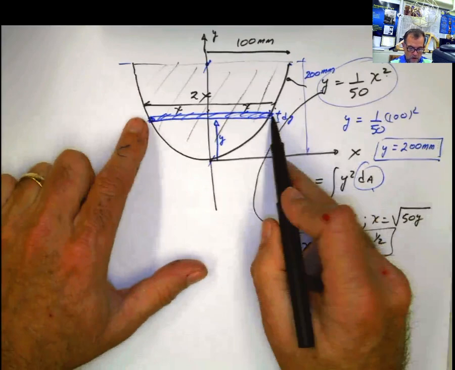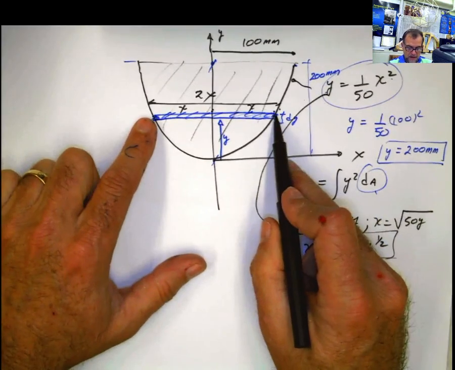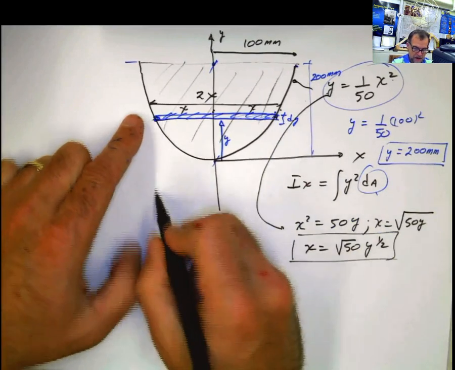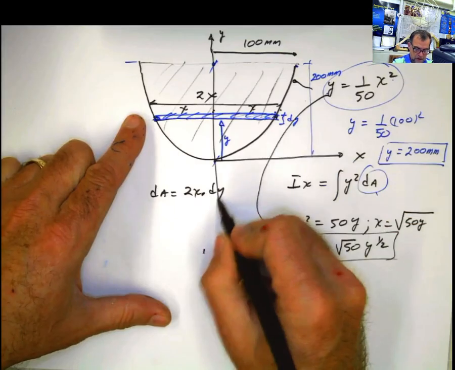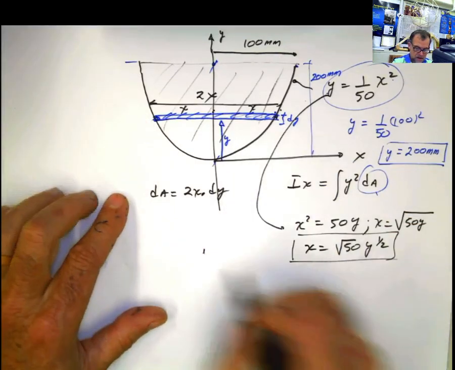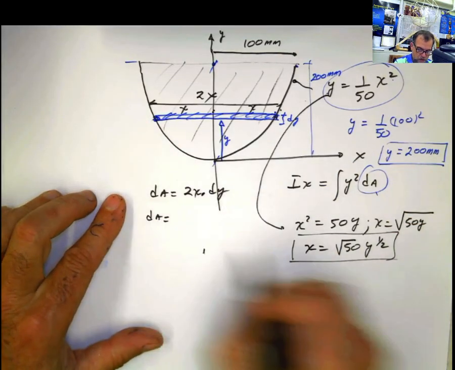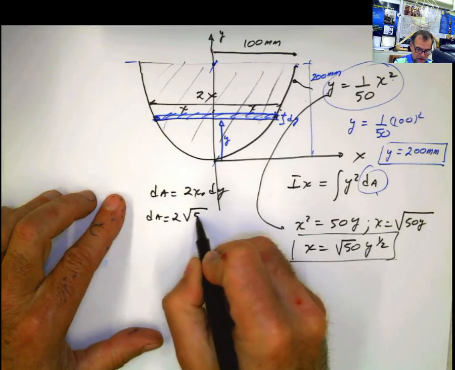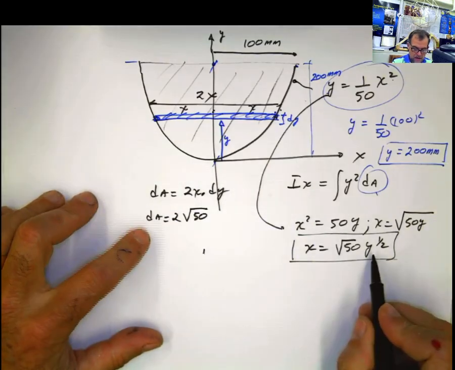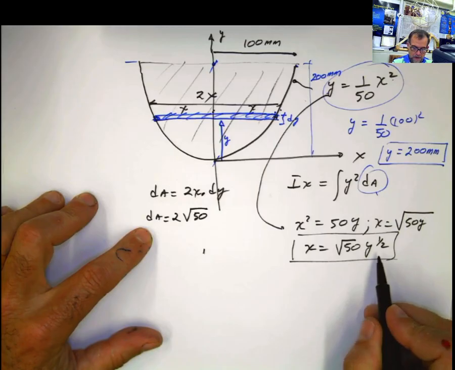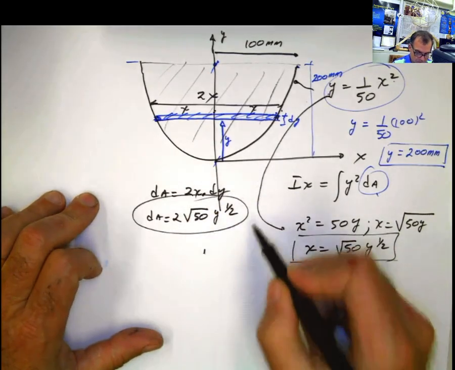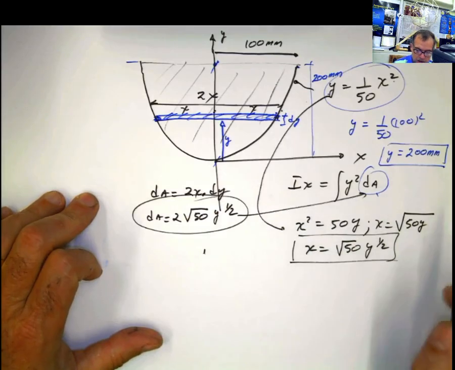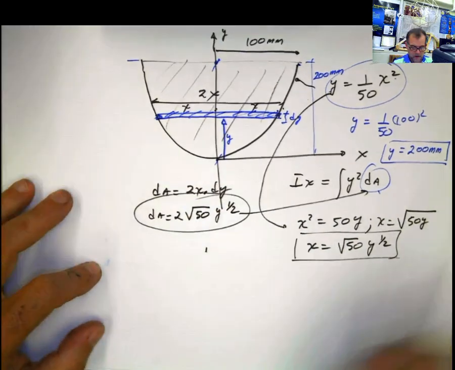Now my whole bandwidth is 2x. So my differential of area is going to be 2x times dy. But x is equal to this. So my differential of area is going to be 2 times square root of 50 times y to the 1/2. That's my differential of area. Plug this differential of area into that equation, solve it, and the problem is done.